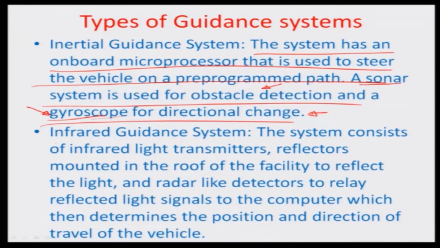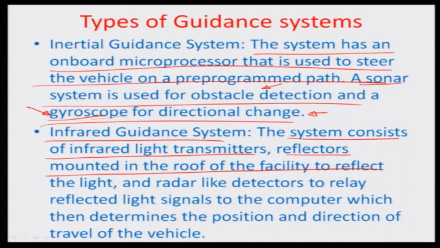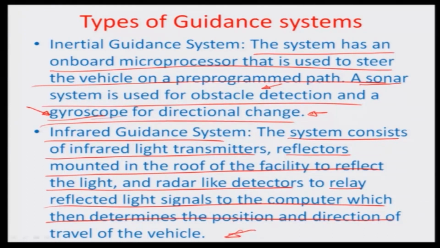There is also an infrared guidance system, where the system consists of infrared light transmitters and reflectors mounted on the roof of the facility where this AGVS system needs to be installed. So these reflectors reflect the light, and the radar-like detectors relay the reflected light signals to the computer, which then determines the position and direction of travel of the vehicle. So you can program from a control station where the AGV has to go, and so on and so forth.